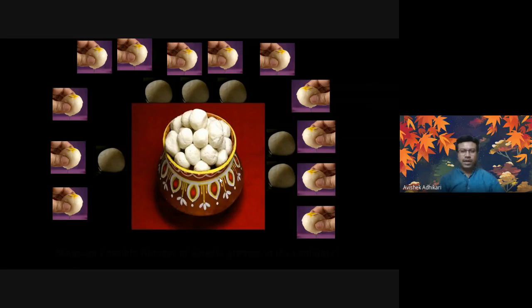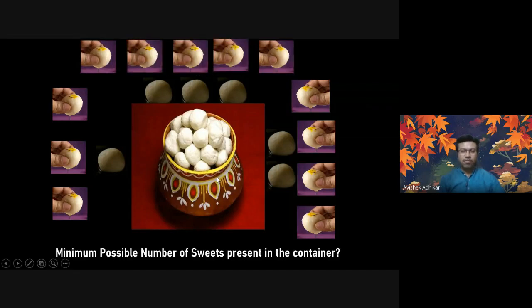So if I ask you a very simple question, what could be the minimum possible number of sweets present in the container? How to solve this problem? Or can you very quickly think of what could be the answer? By hand you can do it very easily, very quickly. That means if you take 3 at a time, it should be 1. If you take 4 at a time, it should be 2. And if you take 5 at a time, that will be 3.